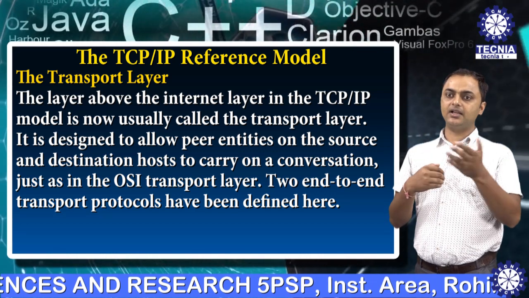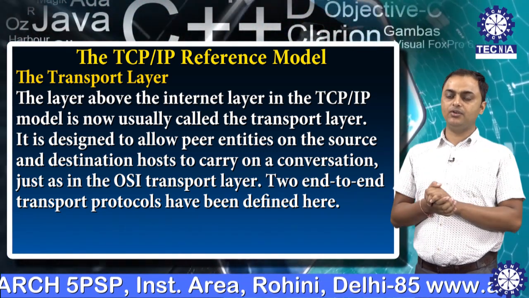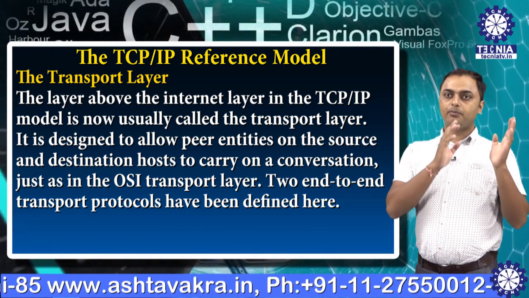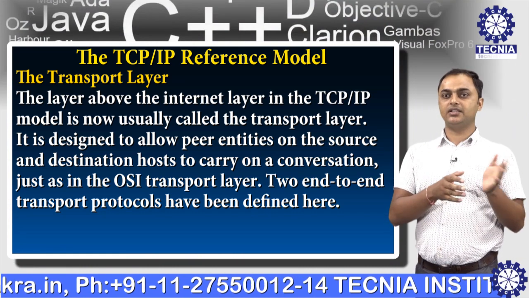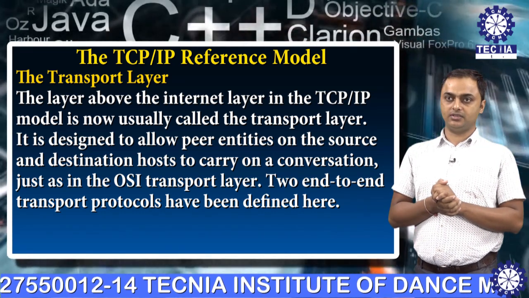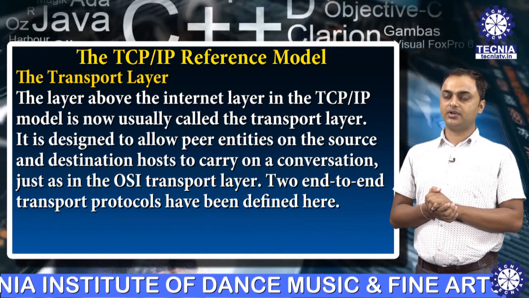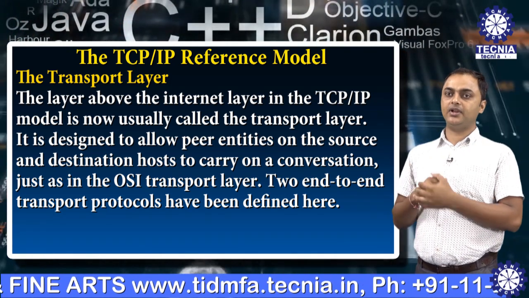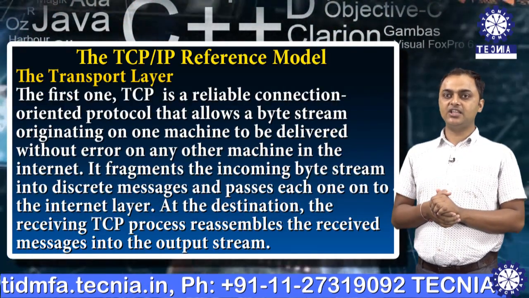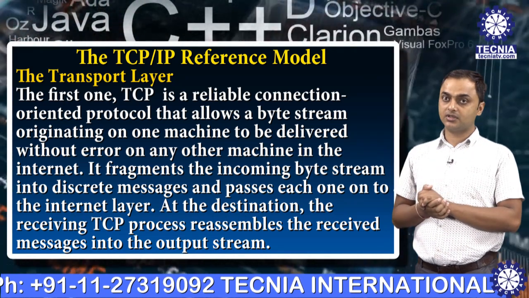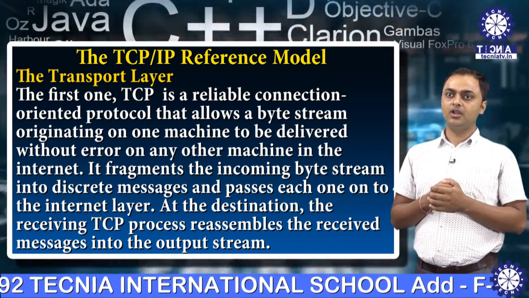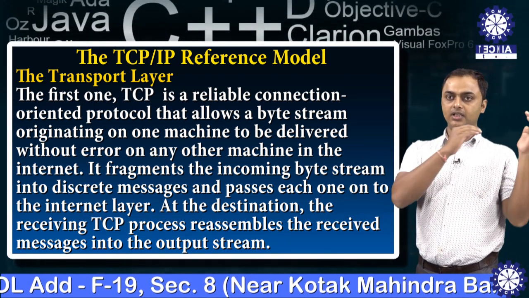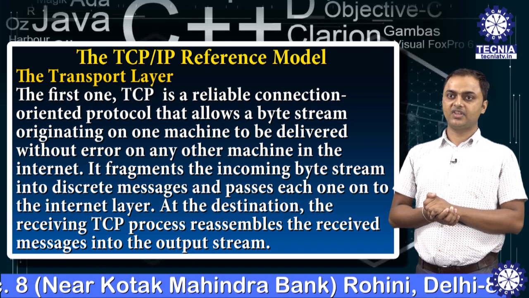Next layer of TCP/IP is the transport layer. The layer above the internet layer in the TCP/IP model is now usually called the transport layer. It is designed to allow peer entities on the source and destination hosts to carry on a conversation, just as in the OSI transport layer. Two end-to-end transport protocols have been defined here. The first one, TCP, is a reliable connection-oriented protocol that allows a byte stream originating on one machine to be delivered without error on another machine in the internet.